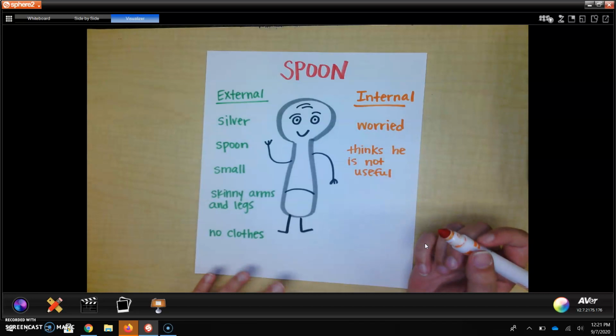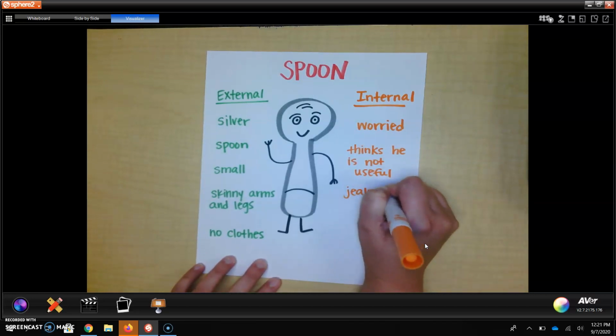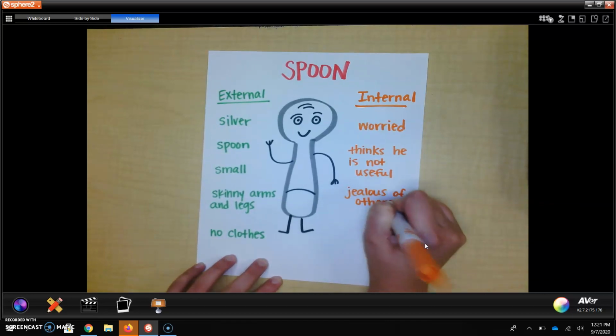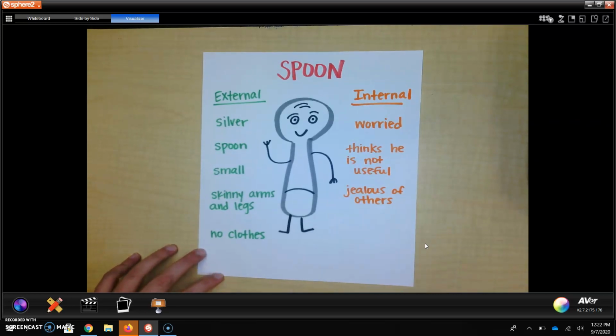Another feeling that I noticed with Spoon was that he was jealous of others. I know that he felt that way because when he went to his mom, he was just saying, I can't do all the cool things that a knife can do, like cutting through things. I can't do all the cool things like chopsticks, like pick up things together. So I know that he felt jealous too.